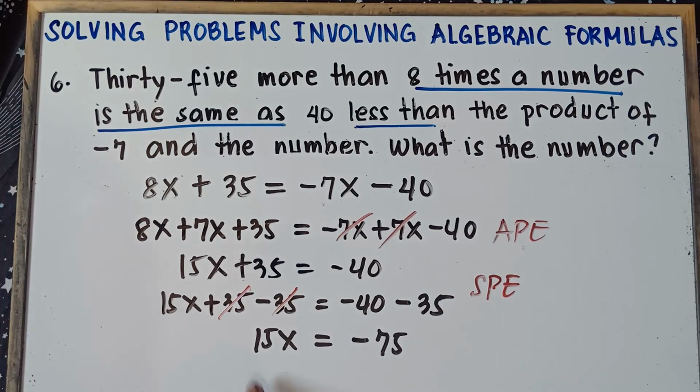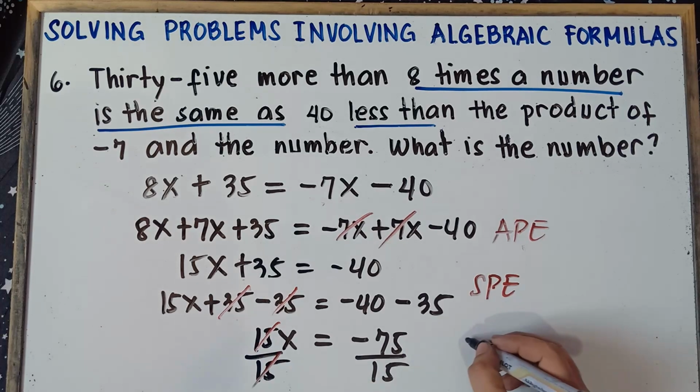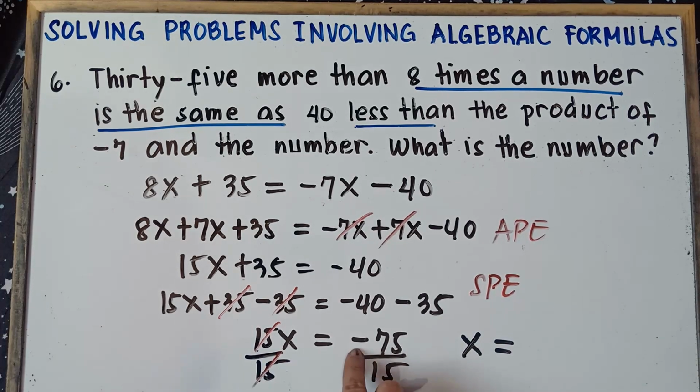Alright, and then to get the value of x, divide both sides by 15. Divide by 15, cancel this out. Negative divided by positive would be negative. Once again, class, negative divided by positive would be negative. Unlike signs, if you're dividing, the answer is always negative. So x equals negative, divided by positive is negative. 75 divided by 15 would be 5. So this is negative 5.